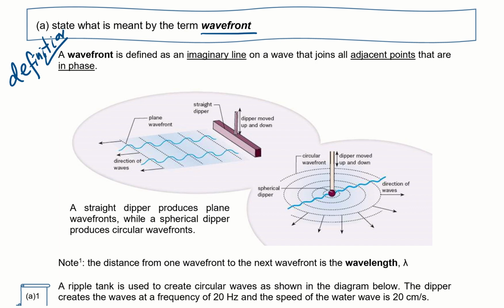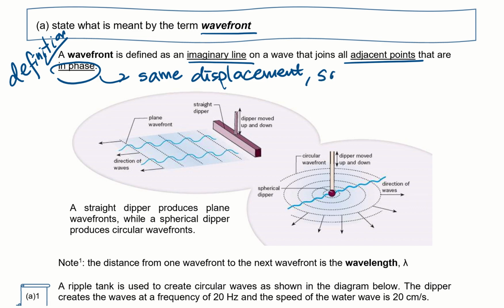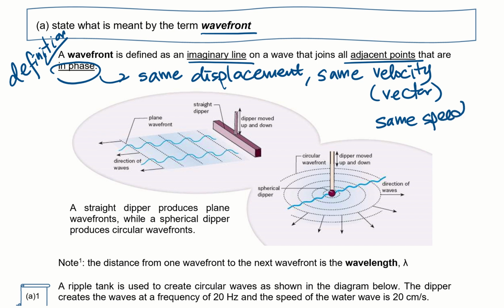I find that I need to go through other concepts first before I come to wavefront. So wavefront is defined as the imaginary line on a wave that joins all adjacent points that are in phase. I hope you still remember the meaning of in phase. Basically, it is the same displacement and same velocity. And since velocity is a vector quantity, it covers same speed and same direction.